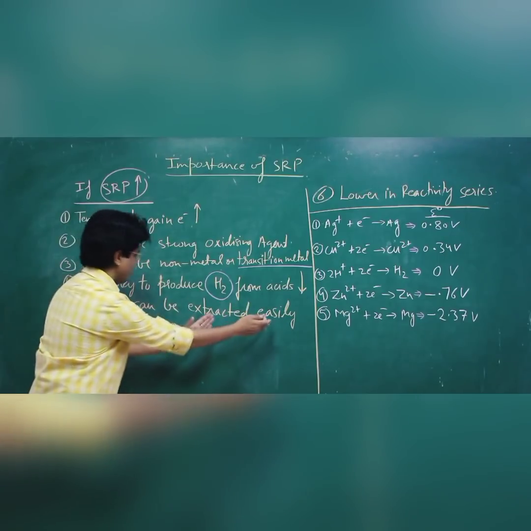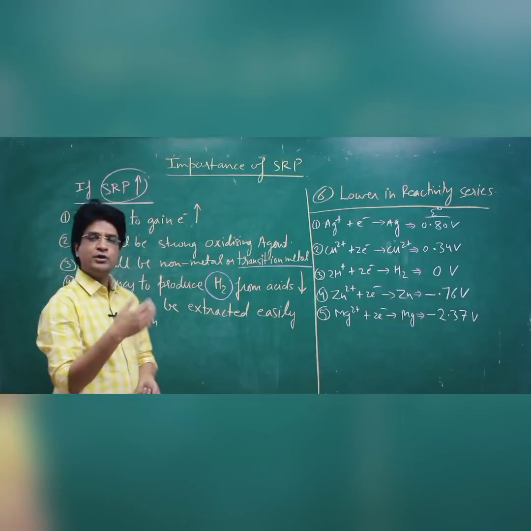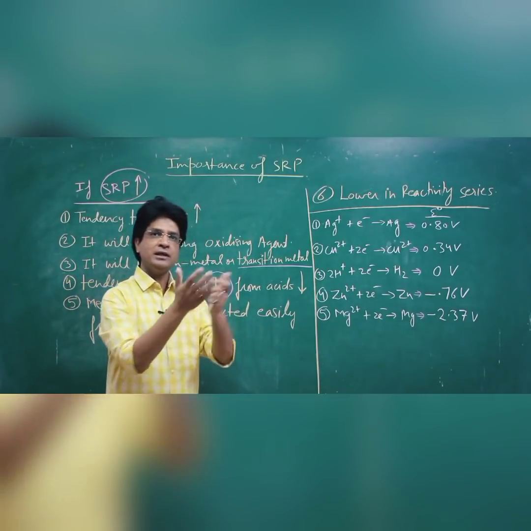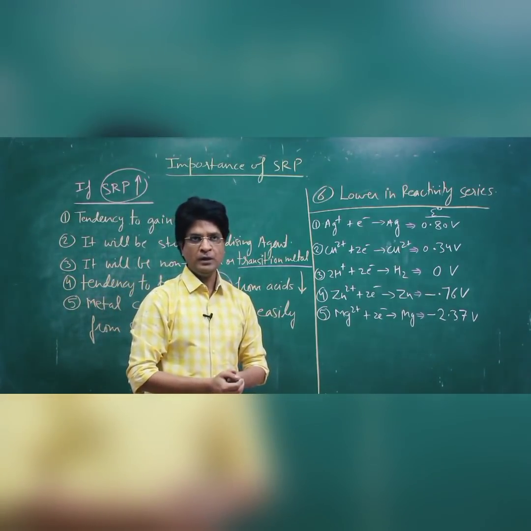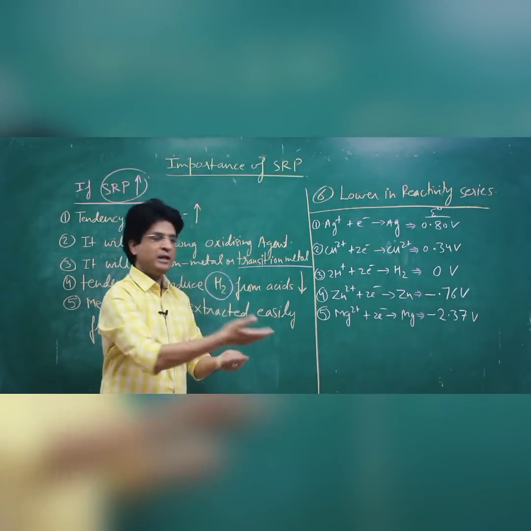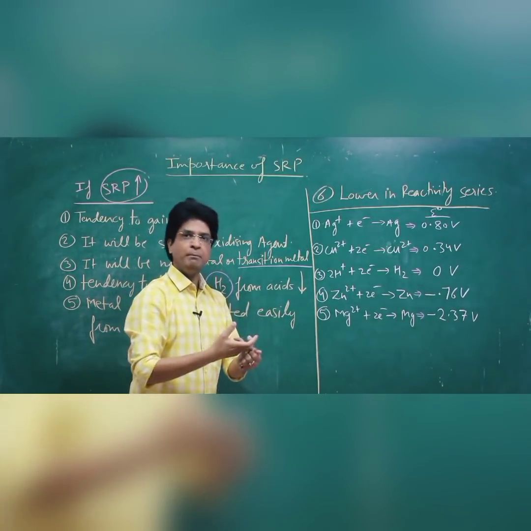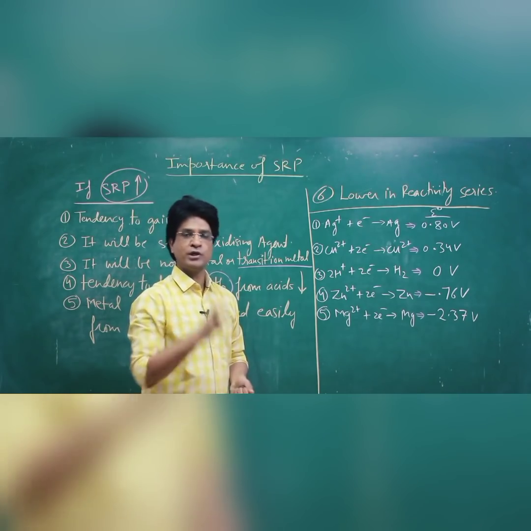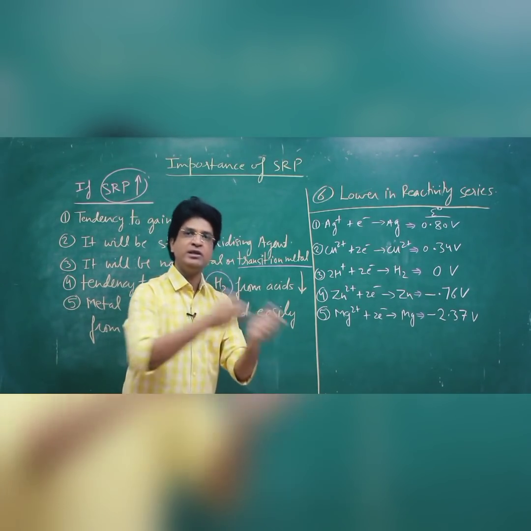Metal can be extracted easily from the solution. Now in solution, metals exist in the form of ions. Now if that ion has higher SRP, it will accept electron and will become metal. Now metal is not a part of the solution, it is a solid, it will settle down and it can be easily extracted.